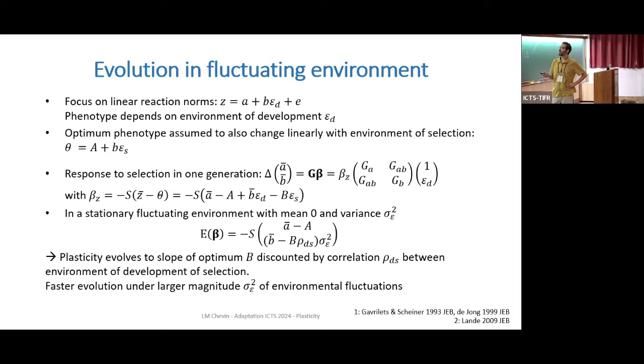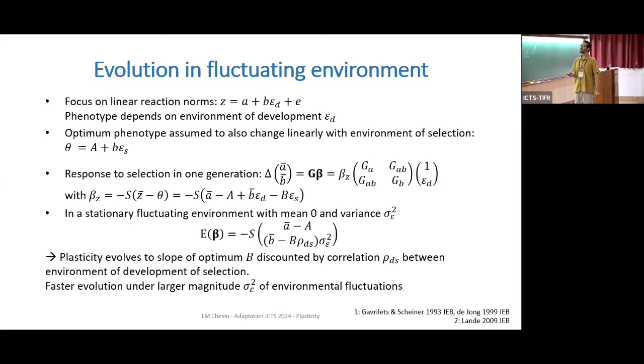So this cancels when this is 0, right? So this means that B is selected towards this optimum plasticity, which is the slope of how the optimum changes with the environment, multiplied by the correlation or the autocorrelation here of the environment of development and selection, right? So there are different flavors of this. This could be different environments. Actually, the real thing is a regression slope. It should be a regression slope of the environment of selection on that of development. But when it's the same environment at different times, it becomes an autocorrelation. This is just a detail. Okay?